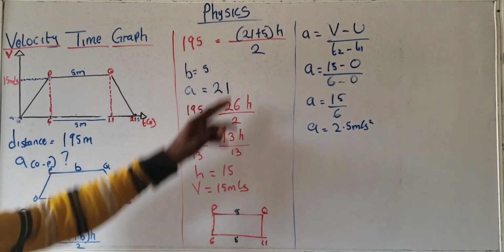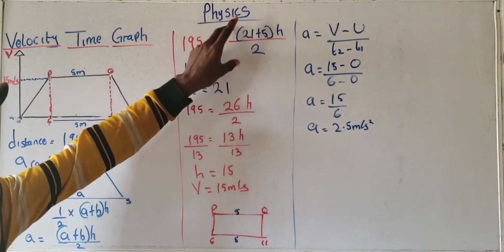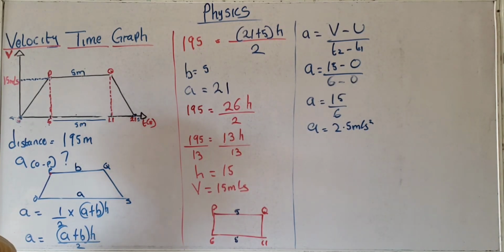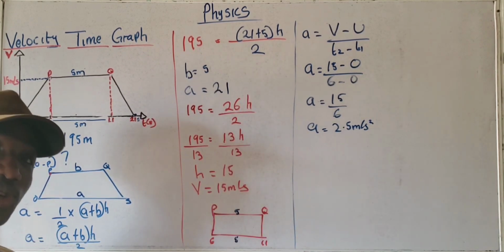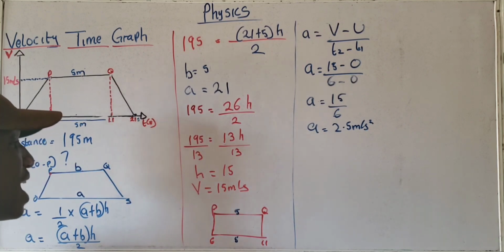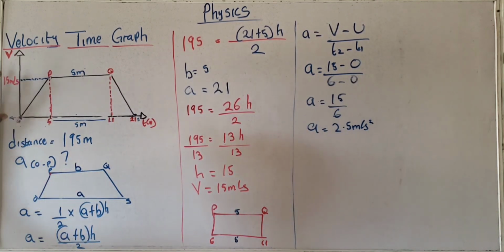So I proceeded to substitute both A and B into this equation and then get the h. And in a velocity time graph, h is the velocity. You understand? So I said v is equal to 15 meters per second, because velocity is measured along the vertical axis. So when we talk about height, we are talking about velocity in a velocity time graph. Okay, so height signifies the velocity. Having gotten height as 15, that means that the velocity that it reaches when it accelerates is 15 meters per second. You understand?